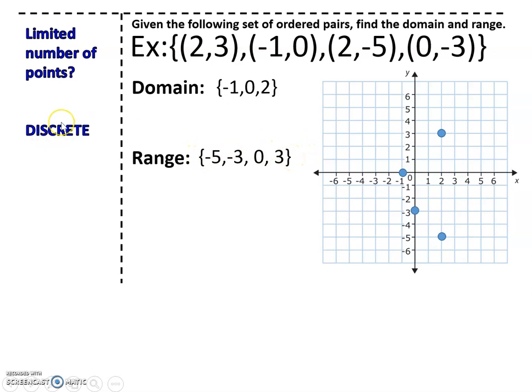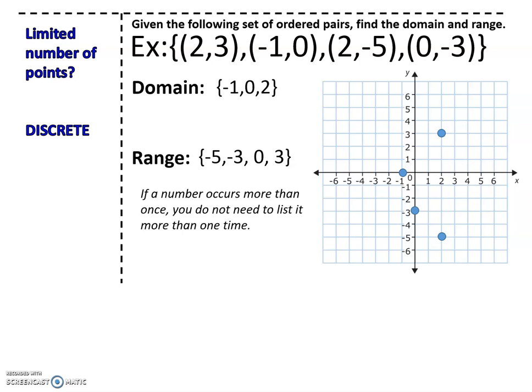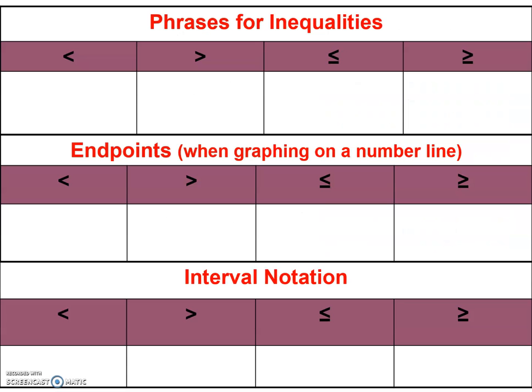This is called a discrete function. The domain is precisely those values. The range is precisely those values, nothing in between. And like we said, if a number occurs more than once, you do not need to list it more than one time. Let's talk about what some of these phrases and symbols mean.